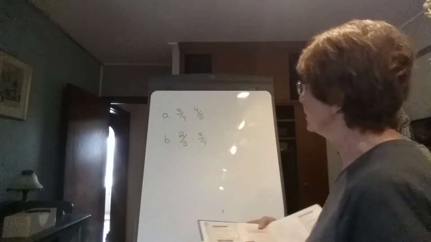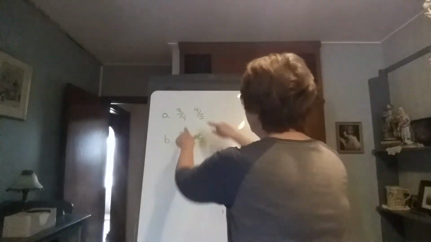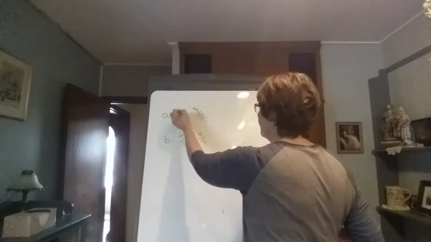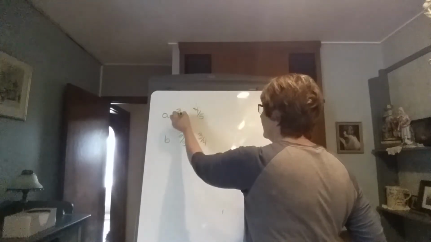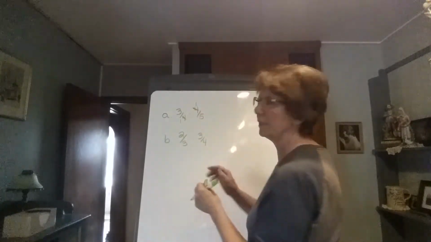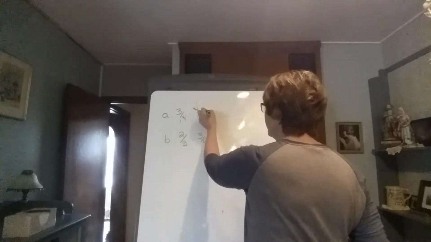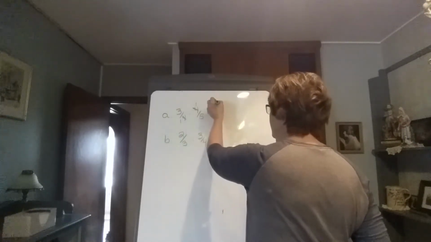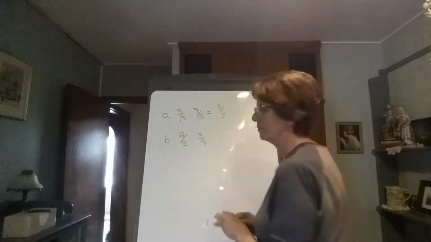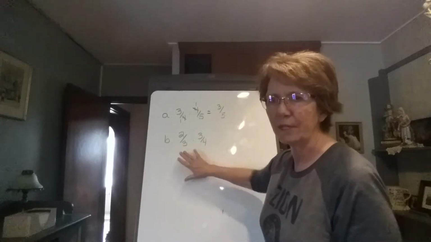Let's go ahead and start. So, looking at number 1, you've got a numerator and a denominator that are the same. They cancel each other out. These two have nothing in common. So now we just solve. 3 times 1 is 3. 1 times 5 is 5. And that's your answer. Now, I want you to try the same on B.